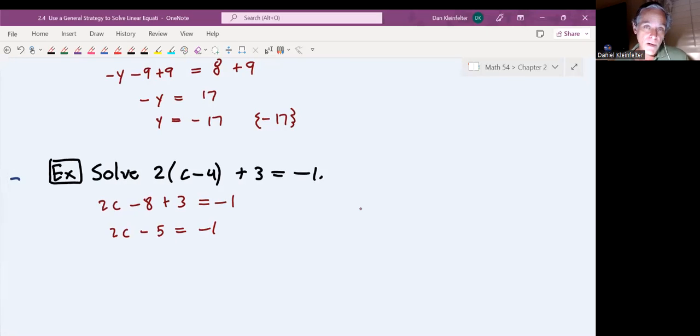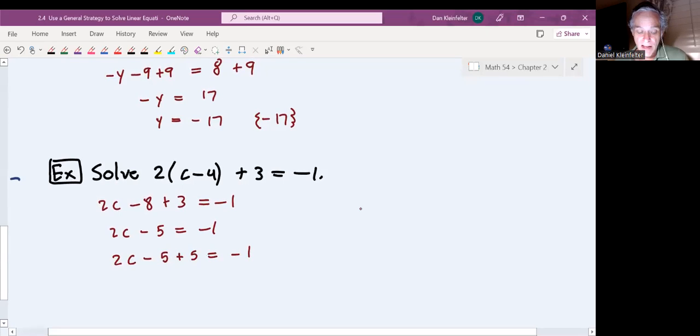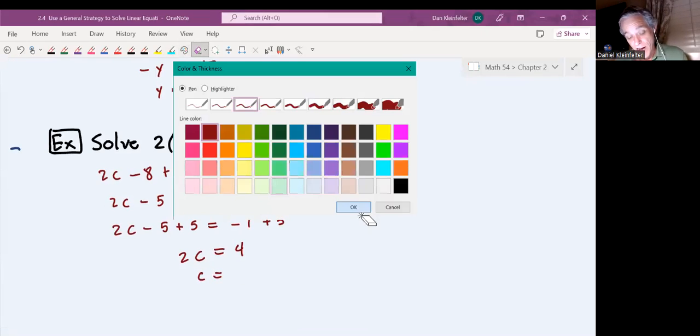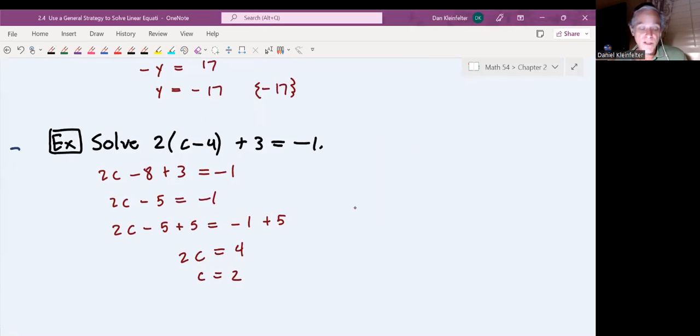The variable term is already on the left, so I'm going to keep the left side for variables, and that means that the negative 5 that is there, we need to get rid of by adding 5 on both sides. We've got 2c minus 5 plus 5, which is just 2c, and the right side is just a 4. Then we can divide both sides by 2, getting c as 2. Sorry, I had forgotten to do the division by 2. Okay, so c is 2.